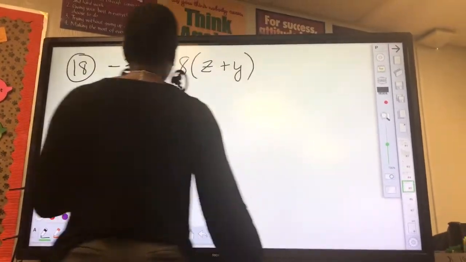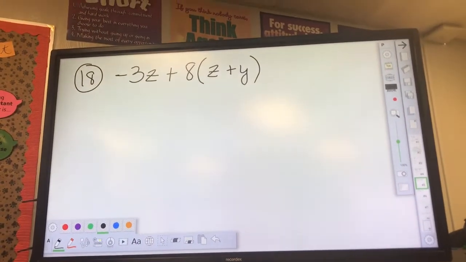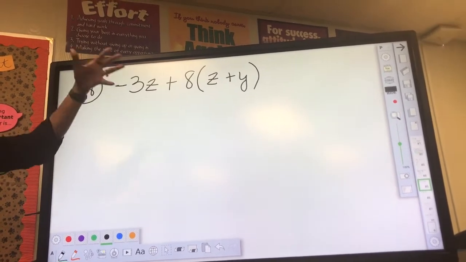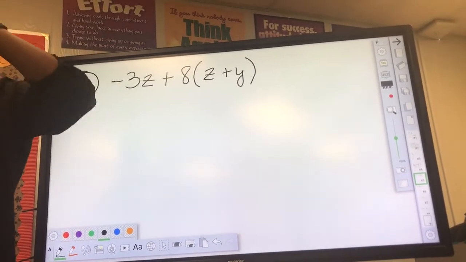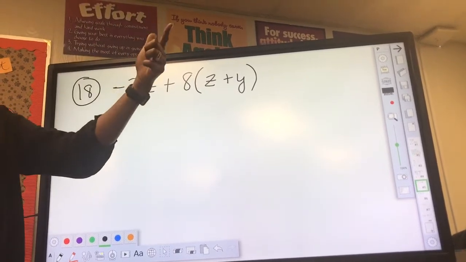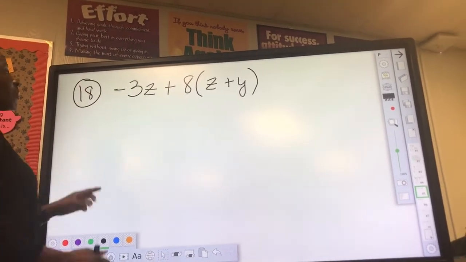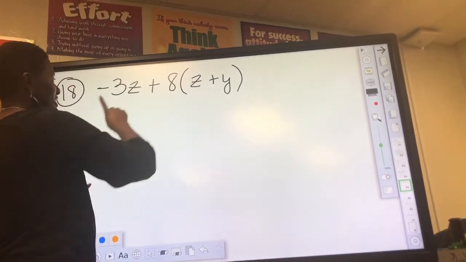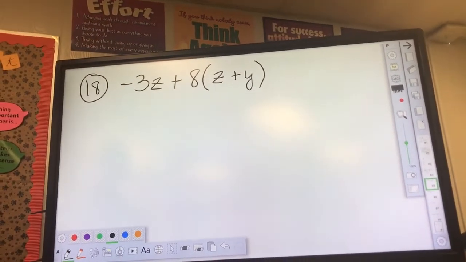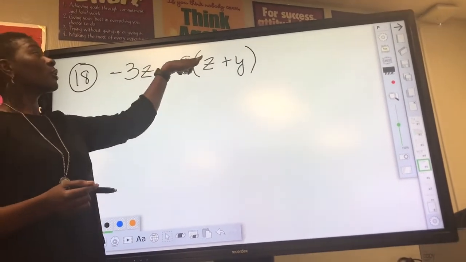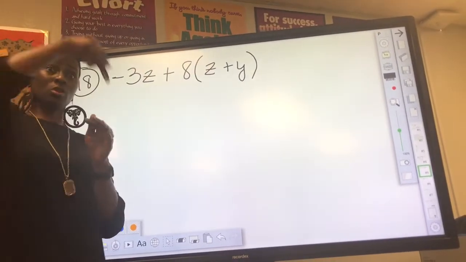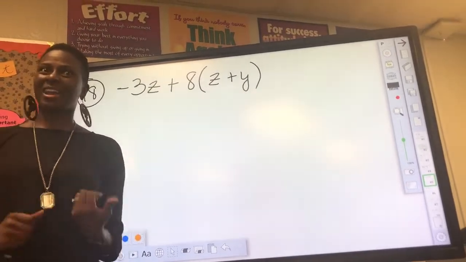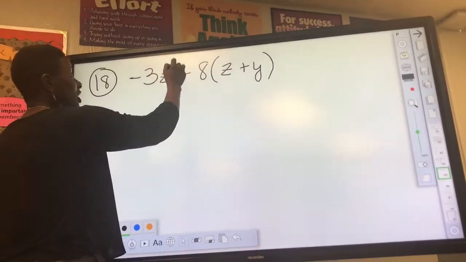Next number is 18. Is it the same directions? No, simplify each expression, justify each step. All right, so we're going to simplify each expression, and we're going to justify the steps. So when we simplify, that means no like terms and no what? Parentheses. So I see a couple of things happen. I see addition, and what else do I see happening right here? What operation is that? Addition, subtraction, multiplication, or division? We are going to distribute. What's the operation in distributive? Am I adding, subtracting, multiplying, or dividing? Multiplying.